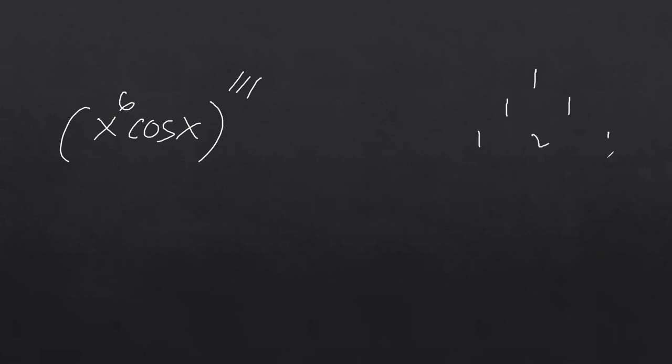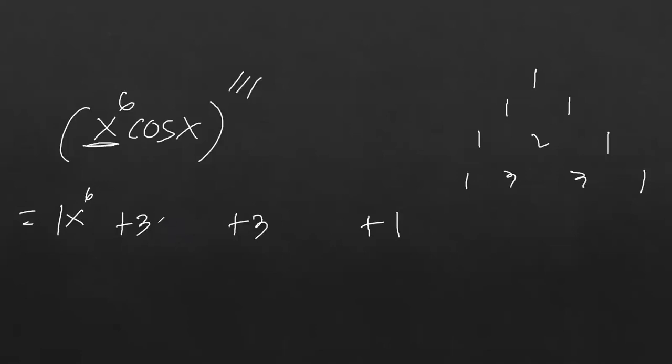Okay, let us have one more example. Say, for example, we have x to the power of 6 times cosine of x, and you are asked to find the derivative of that 3 times, the third order derivative. So all you have to do is use the third row of Pascal's triangle, so you will have here 1 plus 3 plus 3 plus 1. And the first function, you copy it here, x to the power of 6.